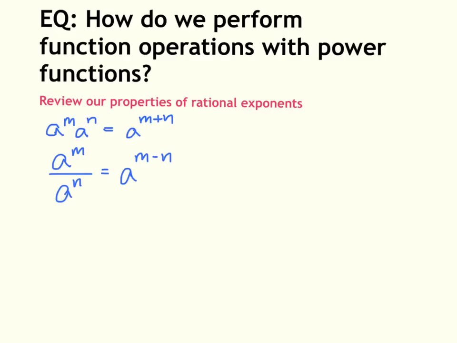Okay. Now let's say that that subtraction comes out to a negative number. A to the negative m, what do you do with that? It moves to the denominator, so it becomes 1 over a to the m. Okay, so there are a lot of other properties of exponents, but these are the ones that we're mainly going to use today.